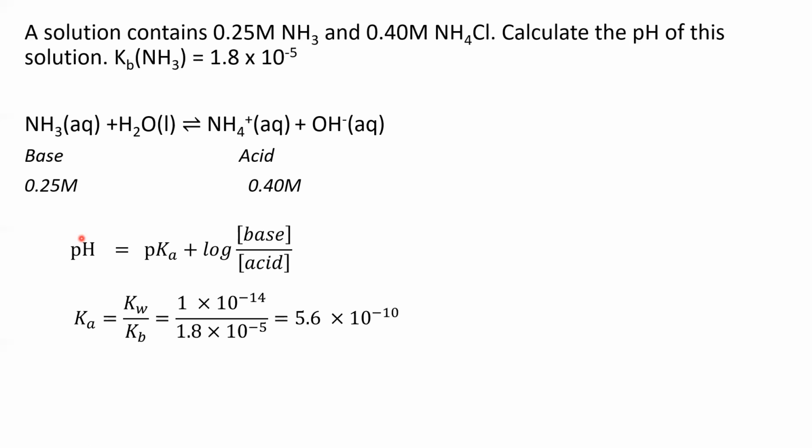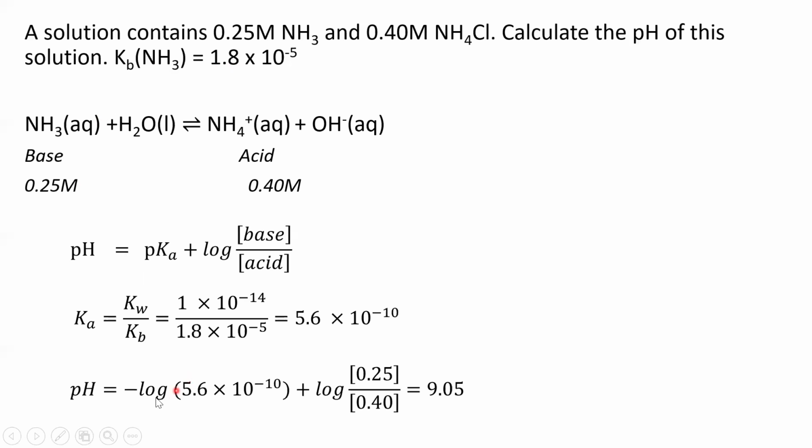All right, so for the Ka, I have 5.6 times 10 to the minus 10. I'm just taking the Kb value and dividing it into Kw. All right, so the negative log of Ka will give me pKa, plus the log of the base, which is the ammonia, over the acid, which is the ammonium. And I get 9.05 for my pH for this buffer solution.